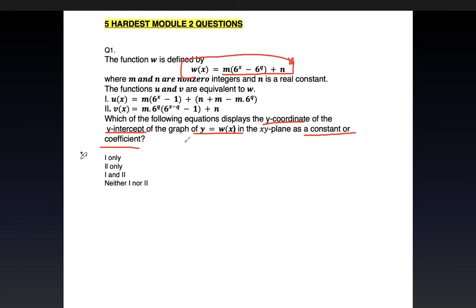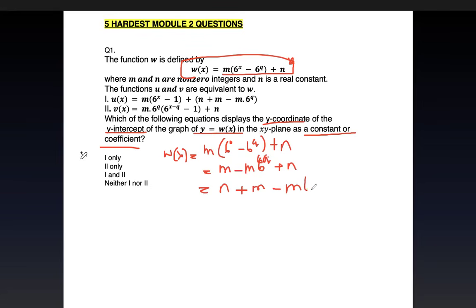That's all. So the first function, the view x, when x is equal to 0, I have m 6 raised to 0, 6q plus n. What am I going to have? I have m, because this is 1, and I have m 6 raised to q plus n. If you rewrite it, you get n plus m minus m6 to the power q. This is what we're looking for. That's all.